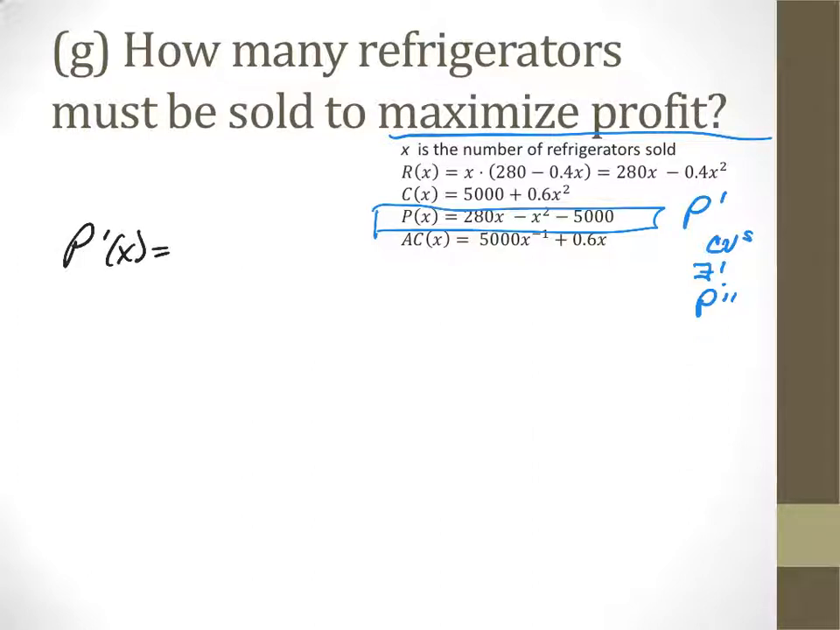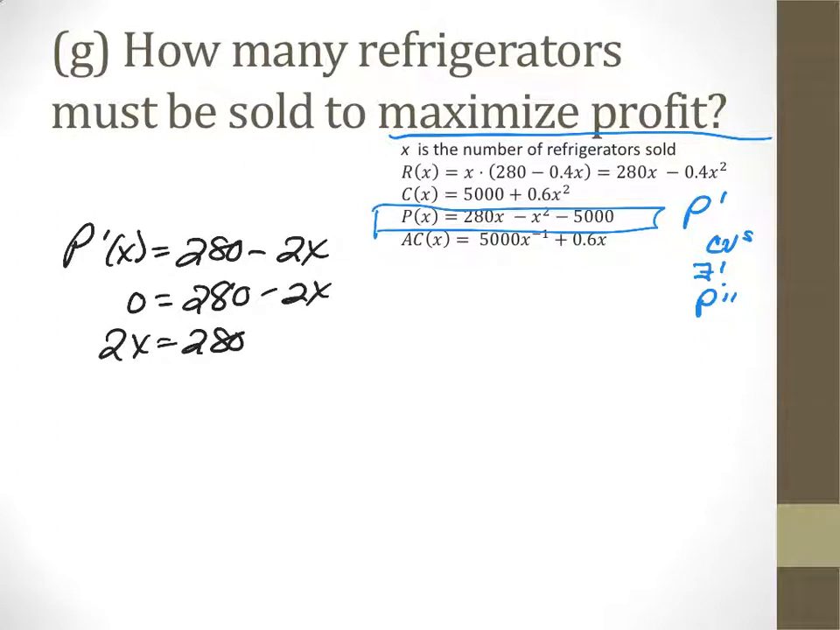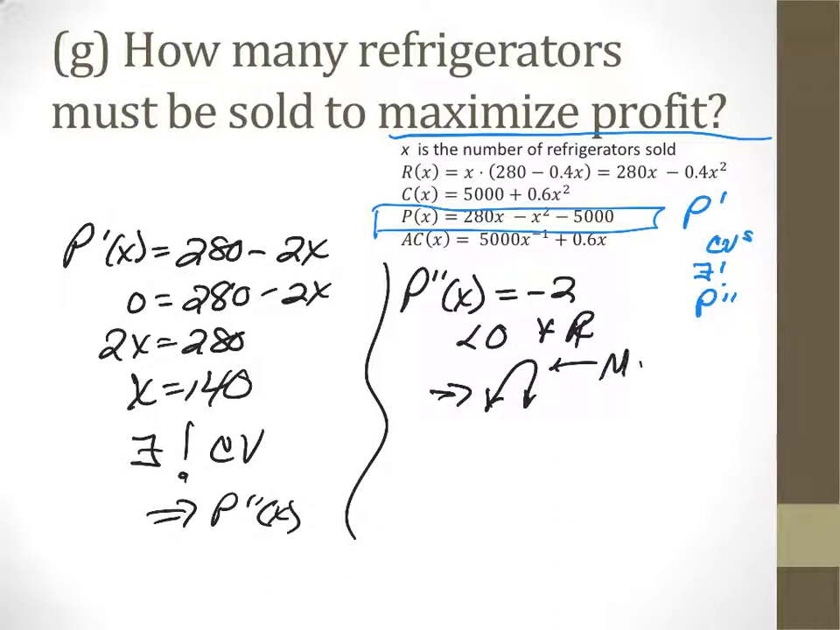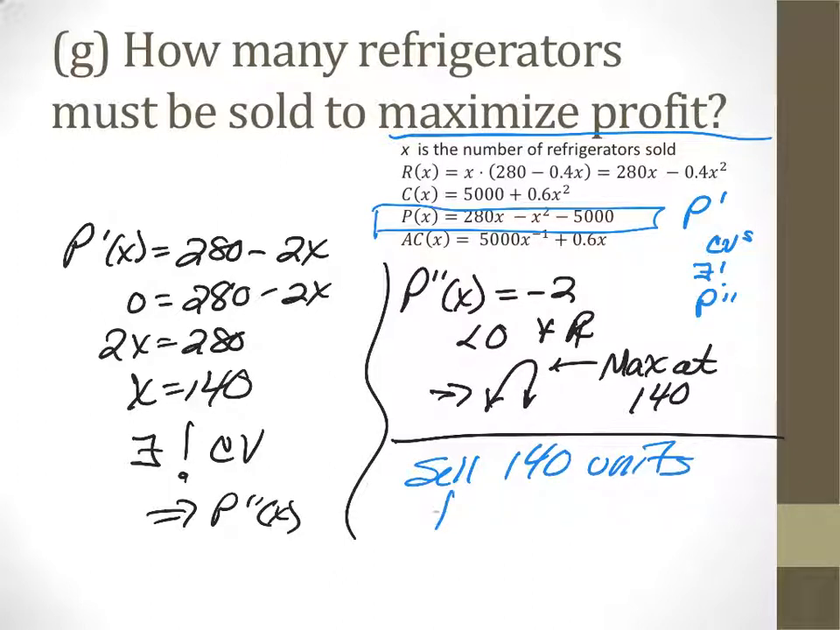So let's go ahead and find the first derivative of the profit. And when we do that, we get 280 minus 2x. We're looking for critical values now. Set it equal to 0. Add 2x. Divide by 2. Yay, there is one critical value. So that means we're going to use the second derivative of the profit to show that we do indeed have a maximum. So take the second derivative of the profit. You get -2. That's less than 0 for all real numbers, which means that it's concave down and we have a max at our critical value, which is 140. We can write our solution. We want to sell 140 units to maximize profit.